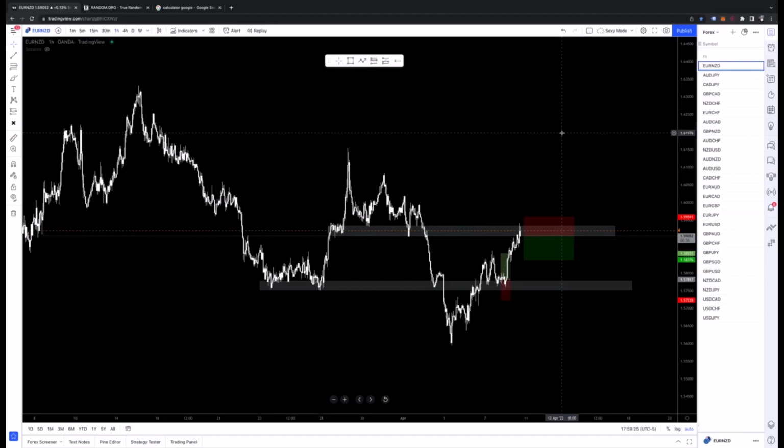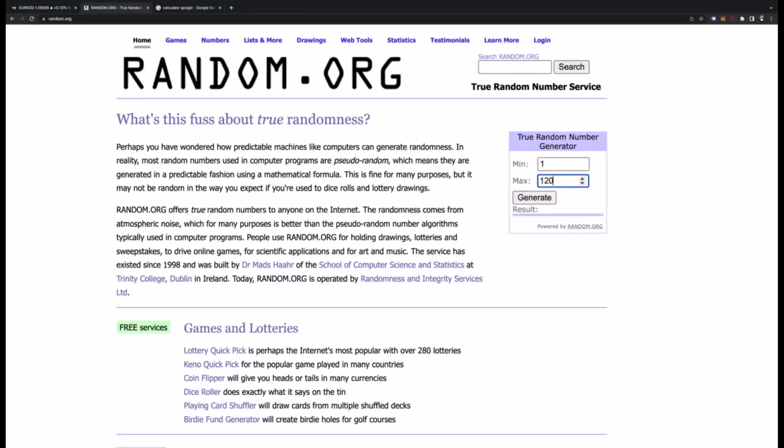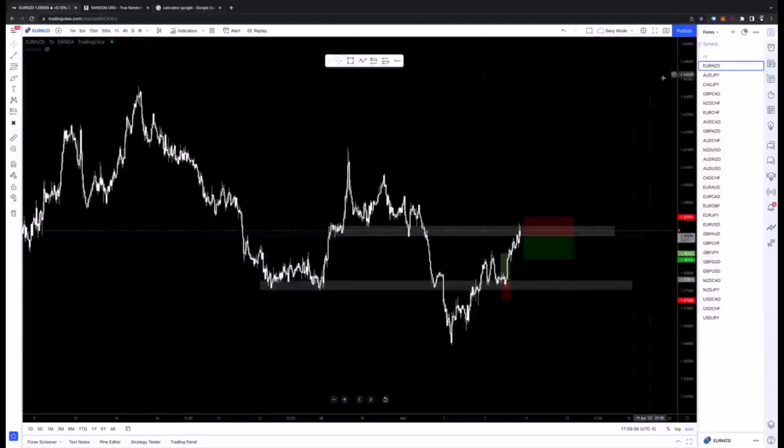Alright, so we're going to jump right into it. We're going to be picking a random pair, and we'll be continuing with another back test. So, number between 1 and 20. Looks like it's 13, so go here to the pairs.